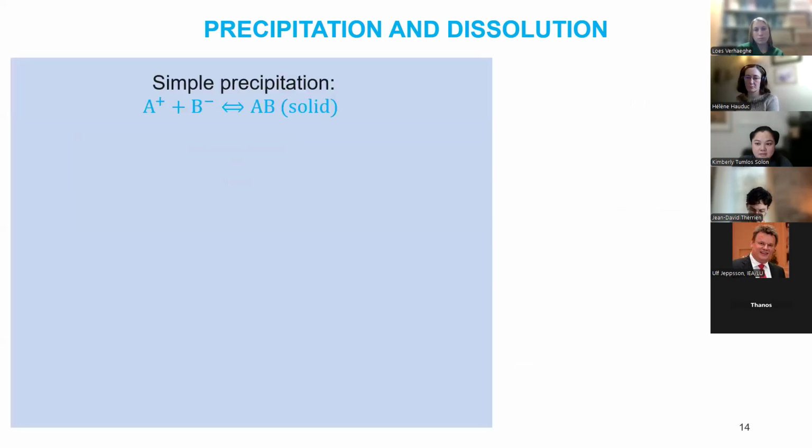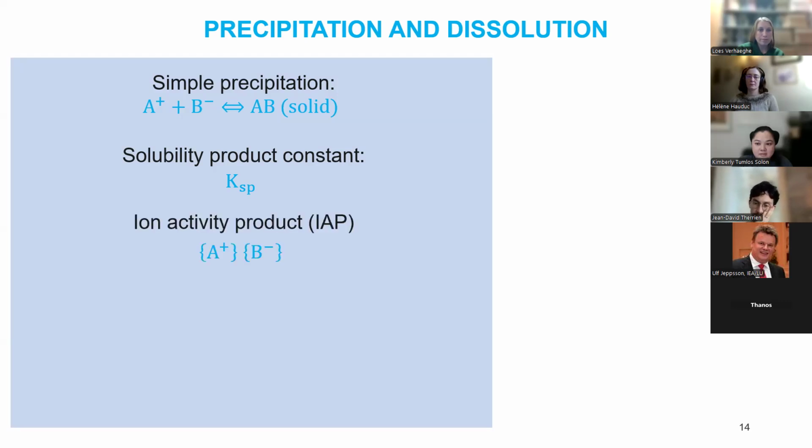So this slide summarizes how precipitation and dissolution work from a thermodynamic and kinetic point of view. At the simplest level, precipitation is just oppositely charged ions coming together. So A plus and B minus, a cation and an anion, forming a solid AB. Whether that AB actually forms or not depends on the solubility product constant, a constant KSP, which you can find in literature and also in some software.